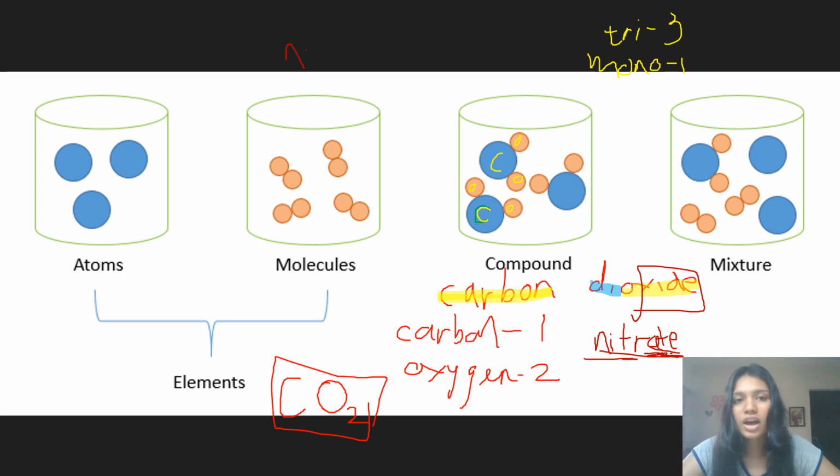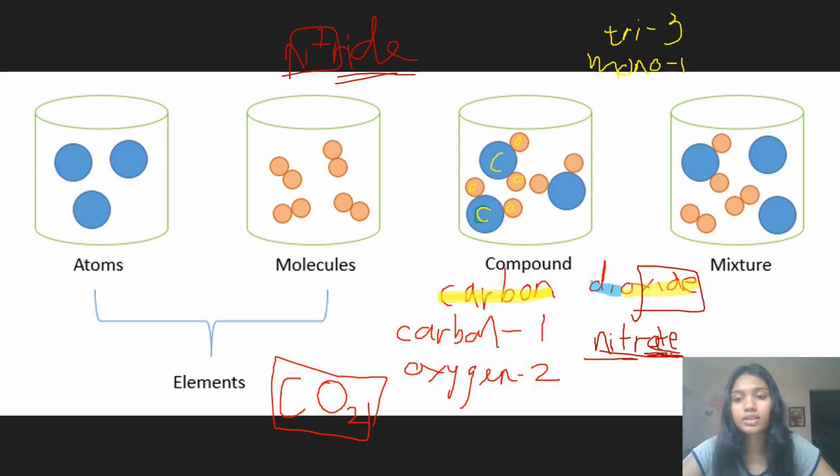If it was nitrite, ide, ide means there is no oxygen and there is only nitrogen. Then if you have sulfate, it means there is sulfur attached to it and oxygen. If it was sulfide, there is just sulfur. If you had chloride, just chlorine. But if you had chlorate, there's chlorine and oxygen. So that's basically how you remember it.